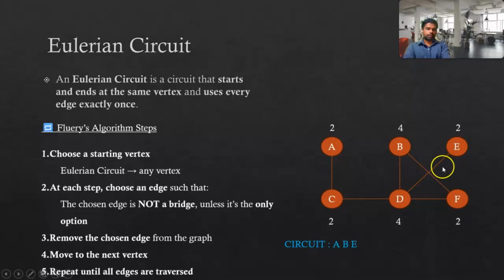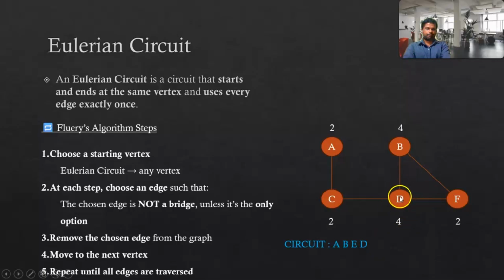From E, we only have one path, that is to D, and we'll go to D and delete this edge. So the vertex E is no longer connected to the graph. We can delete that vertex. So our circuit becomes A, B, E, D. So now we are at D.